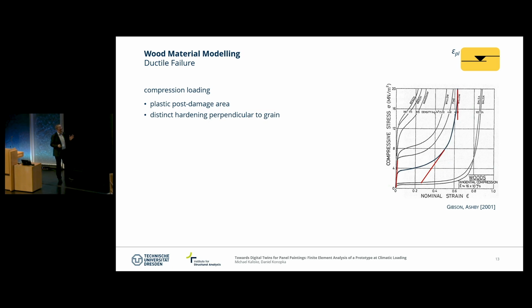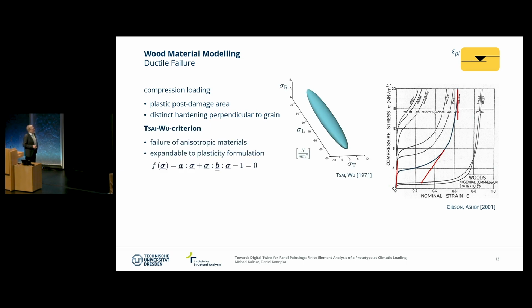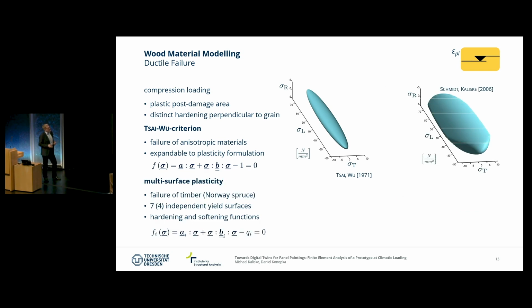And the plastic plateau yields at the end the fully compressed material when all the different cells are compressed and densified. So the anisotropic plasticity can be described, for example, with the Tsai-Wu criterion, which is a classical one, an analytical description of the yield surface. We developed later a multi-surface plasticity approach where we can take into account more realistically the different loading modes.